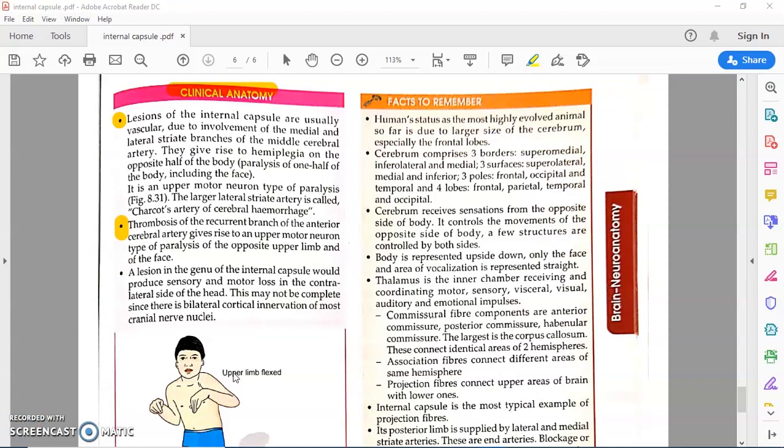Okay, so in this way we conclude the topic of internal capsule.